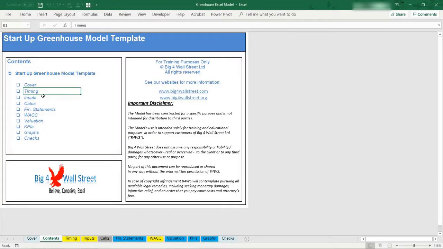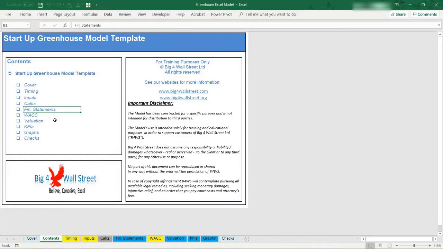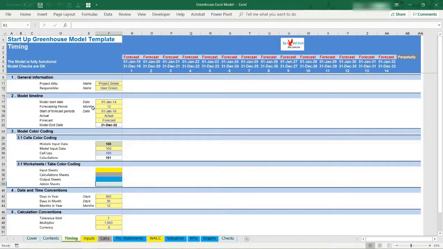So a quick overview of the model. In the Contents tab you can see the structure of the model, and by clicking on any of the headlines you are redirected to the relevant worksheet. On the Timing tab you are able to feed the general information for the model, such as project title, responsible, timeline of the model. Additionally, there is a description of the color coding of the model in the same tab.